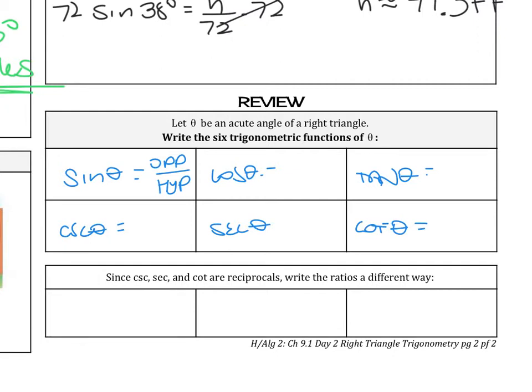Then at the bottom, since cosecant, secant, and cotangent are reciprocals, write the ratios in a different way. So remember that cosecant of theta is really 1 over sine of theta. Okay, and then you go ahead and fill the rest out just as a review. It's good to review these trig functions.